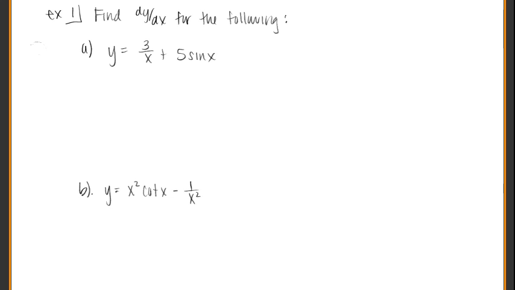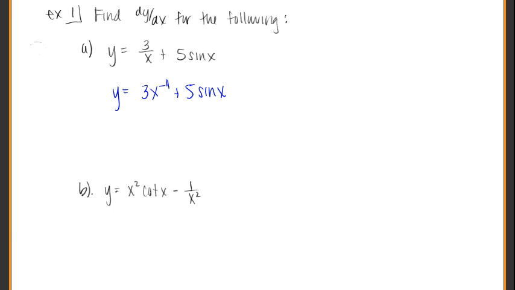We want to find the derivative for the following. We have y equals 3 over x plus 5 sine x. Anytime I find the derivative, I want to be able to really see all the exponents. So I want to write this as y equals, instead of 3 over x, 3x to the negative 1, so we can really see all the exponents, and then plus 5 sine x.